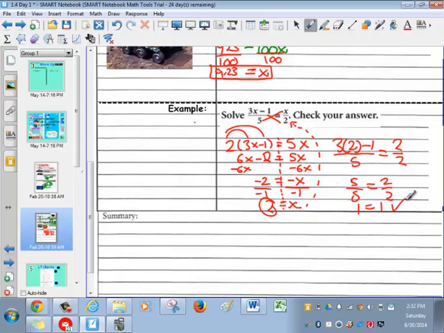So that's why you want to double check it, because it might not always check out for you. It might be an undefined one, and that's going to probably be on the test. One of them will probably be like that. So please keep your eyes open for that.